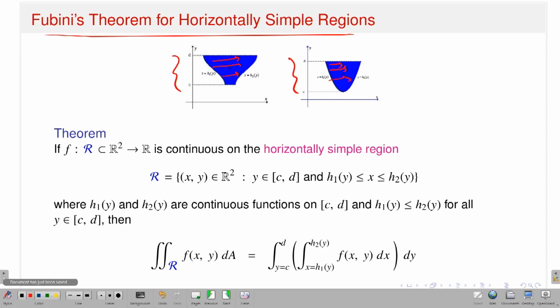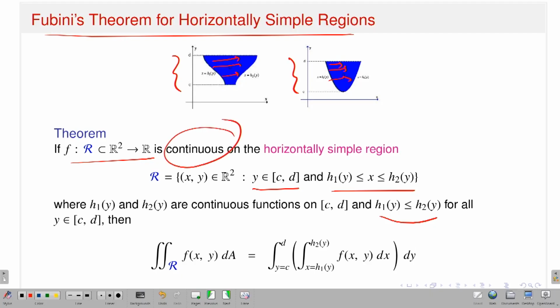Let me see the statement of the theorem. Suppose you have a function f on a horizontally simple region R. In this case y is fixed and varies from c to d, however x varies from one curve to another curve, h1(y) to h2(y), with the fact that h1 and h2 are continuous and satisfy the condition h1(y) is less than or equal to h2(y). If this is my case and my function is continuous, so that the double integral and iterated integral exist, then the value of the double integral is exactly equal to this iterated integral.